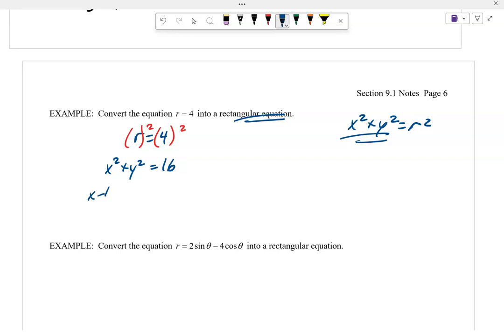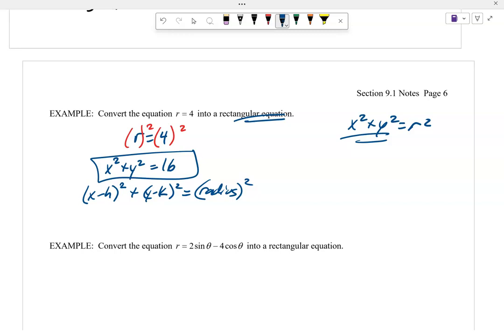Well, guess what this is? This is a circle with a radius, and put radius squared, with a radius of 4. This is a circle centered at 0, 0 with a radius of 4. Okay. Let's look at this next one now.